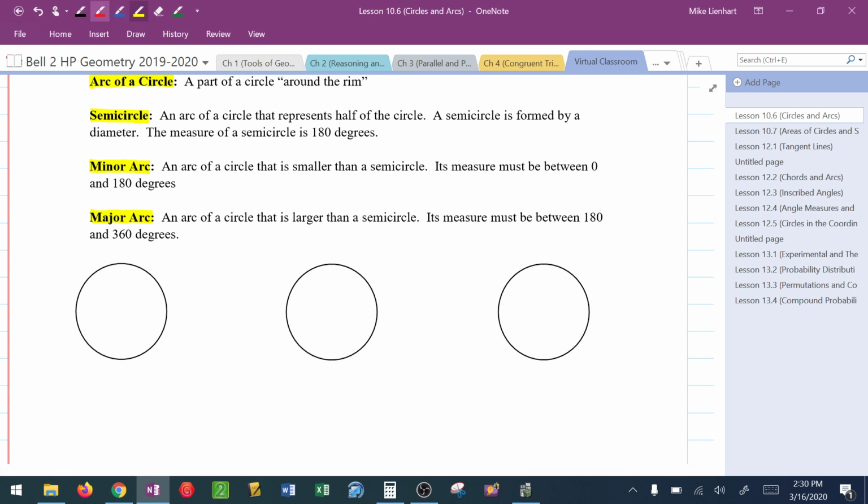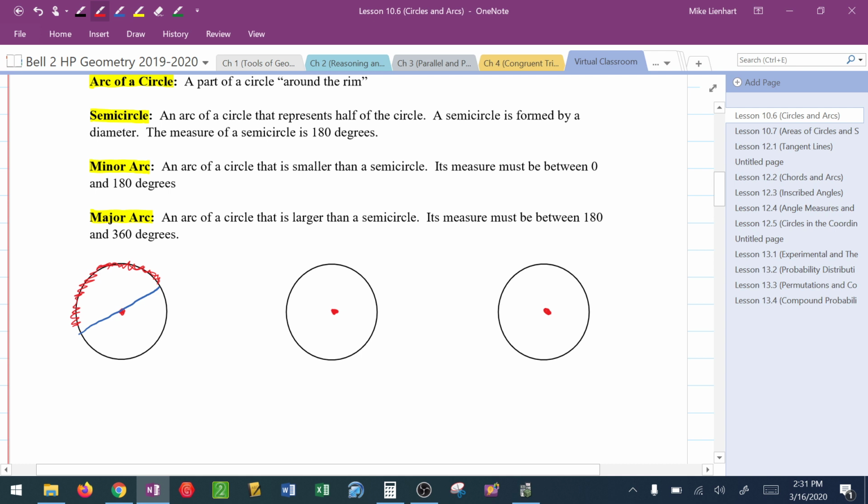So let's start off with the first one. And the first one is a semicircle. In each of these three circles, I have to know what the center is. Now, if the center is being intercepted by a segment, we call that segment a diameter. What that does is it splits the circle into two equal pieces, all right? And each of these is known as a semicircle.